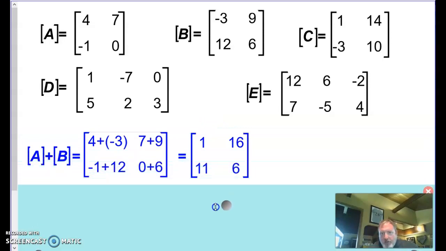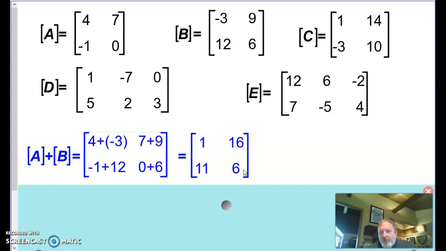For our first example, we're just adding A and B, and when you add matrices, you've got to look at this as being a grid or a map. So we have the number in row 1, column 1 for A, and we are going to add that to the number in row 1, column 1 for B. Then we'll do the same thing for row 1, column 2, row 2, column 1, and row 2, column 2. So you can see that we add the numbers that are in the same location in each matrix. And when we do that, we get our result here: 1, 16, 11, and 6.